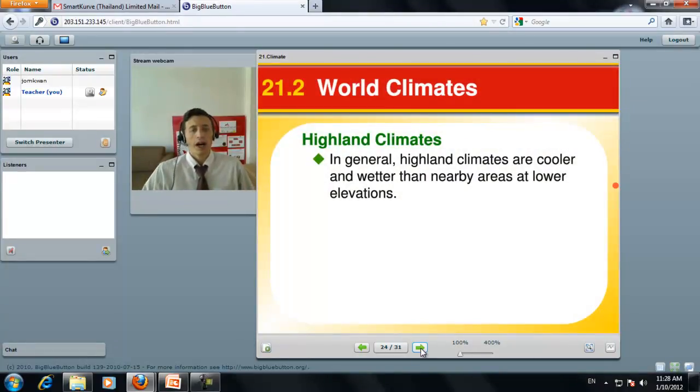Slide 24, highland climates. We've already talked about the effects of mountains on climate. Highland climates are cooler and wetter than nearby areas at lower elevations. We looked at an example here in Thailand of Bangkok and Chiang Mai. We know that Chiang Mai is much cooler than Bangkok because it's higher up in the mountains. It has a much cooler climate than Bangkok.